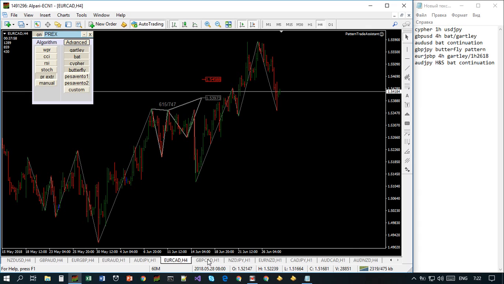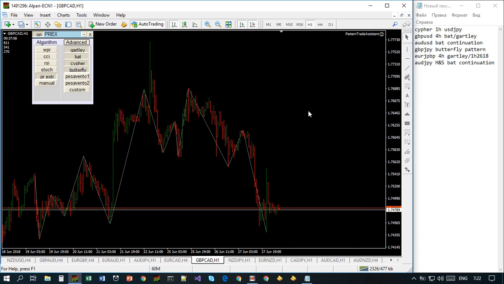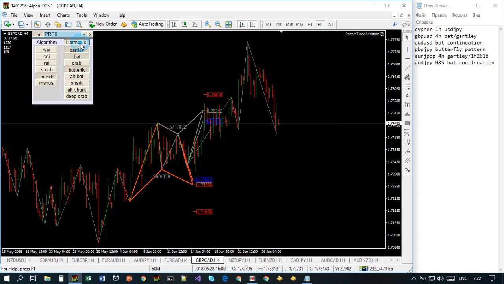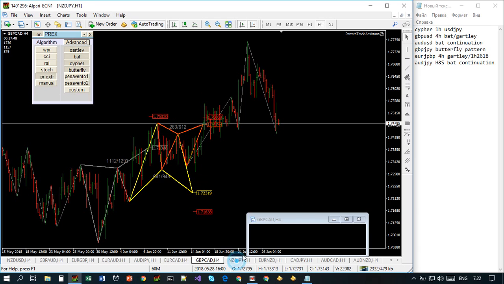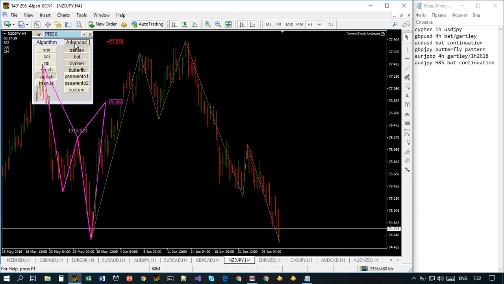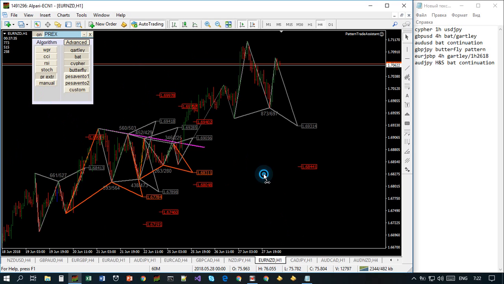Okay, nothing here. Pound Canadian, 1 hour, nothing is there. 4 hour, same stuff. NZD JPY, 1 hour, nothing. 4 hour, nothing. Euro New Zealand, 1 hour, potential butterfly, sorry, yes, it is a 1 hour. Potential butterfly setting up.